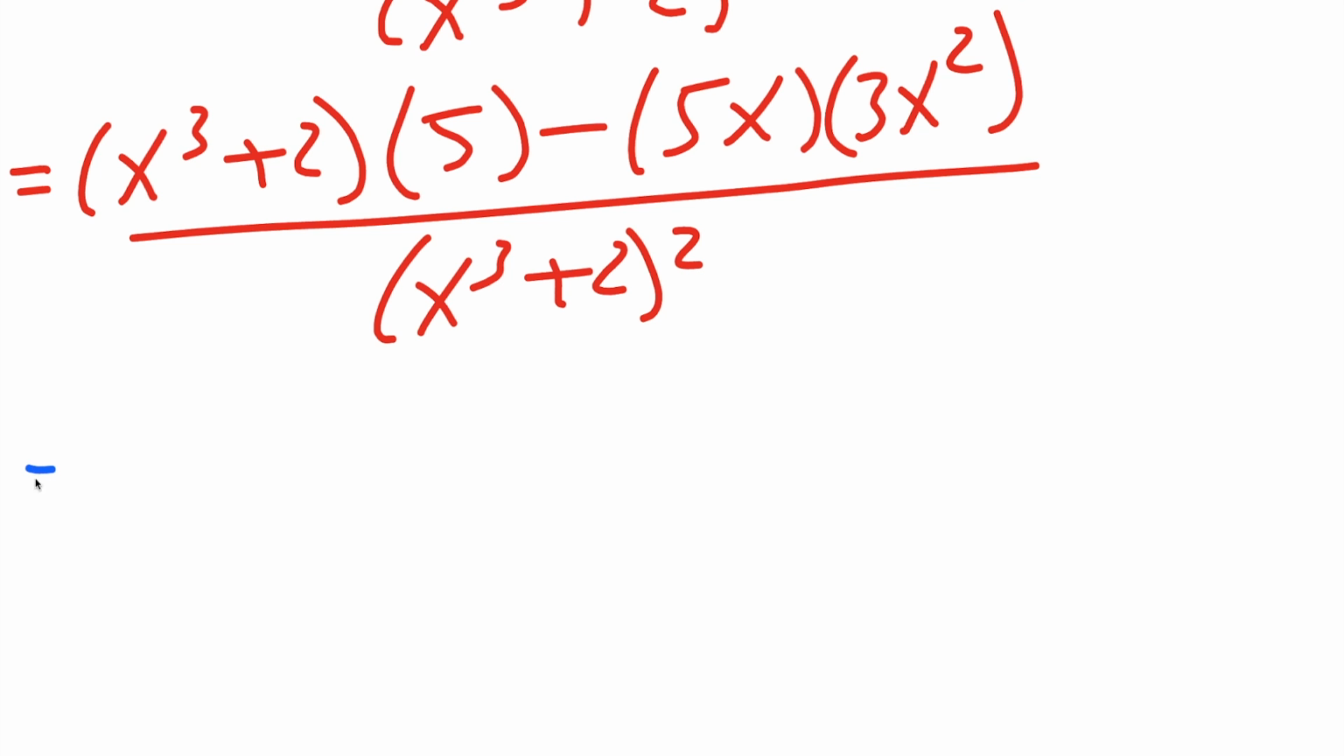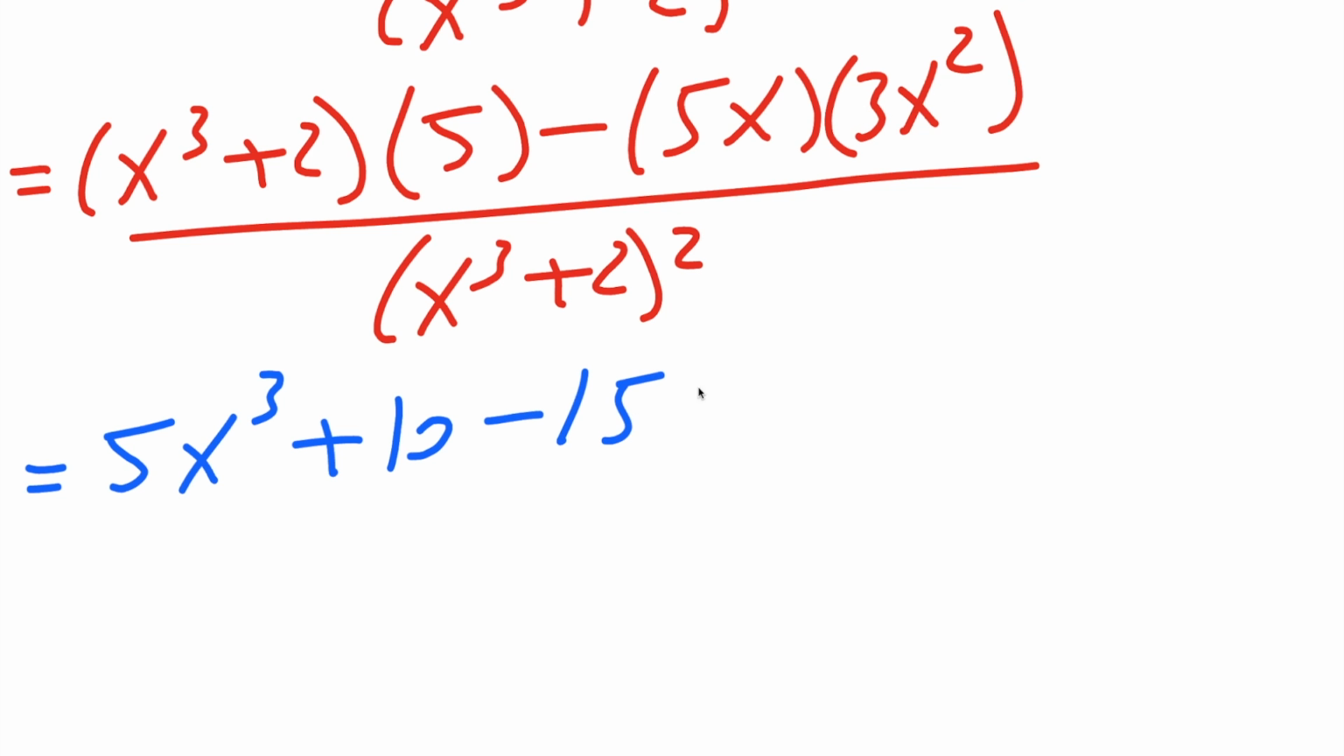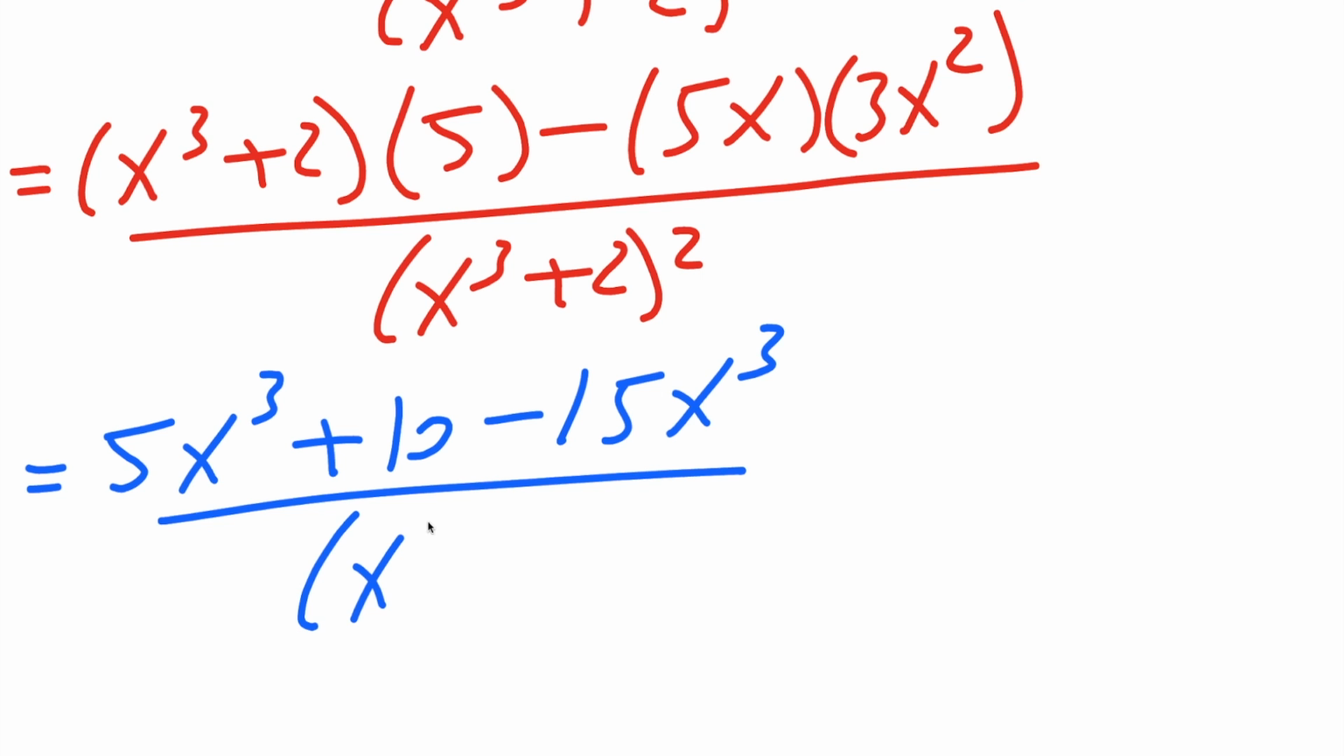Our next step, we can expand this, so we have 5 times this stuff, so 5x cubed, and 5 times 2 is 10, so plus 10. And then minus 5x times 3x squared, we would get minus 15x cubed, because 5 times 3 is 15. You have a negative in the front, and x times x squared is x cubed. Divided by this piece, which is x cubed plus 2 squared.